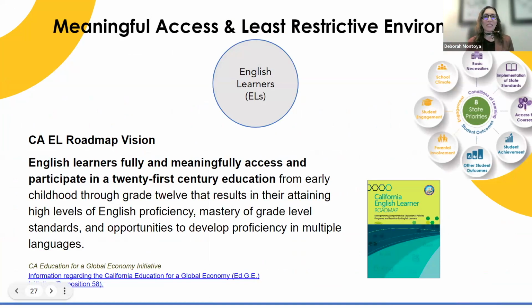When we think about meaningful access and least restrictive environment, from the perspective of English learners, the California EL Roadmap vision is full and meaningful access. That's what we want for our English learners: to have meaningful access, participating in mastery of grade level standards, opportunities to develop proficiency. These are absolutes for our students who are English learners, wanting to achieve and strive to achieve. We have that moral imperative to assure that our students have the opportunities they need to be successful.